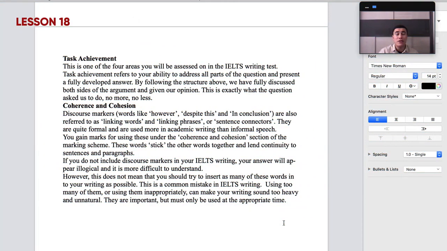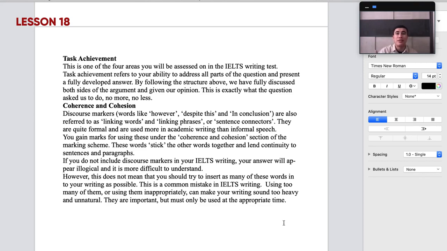Now guys, I'd like you to focus on 2 of the 4 areas you will be assessed on in the IELTS writing test. This is task achievement and coherence and cohesion. So we will discuss these 2 areas based on the essay we have considered before. So, first, task achievement.